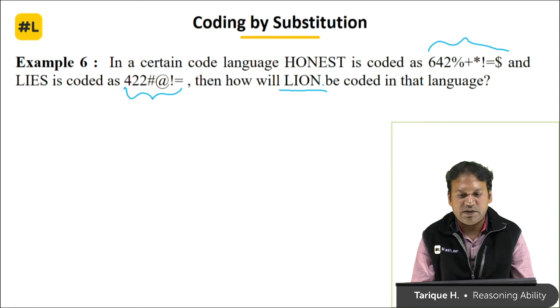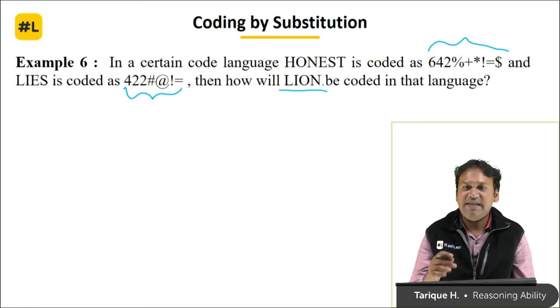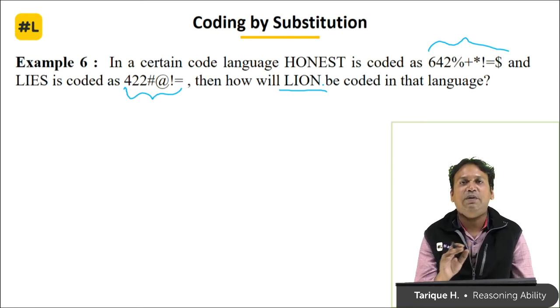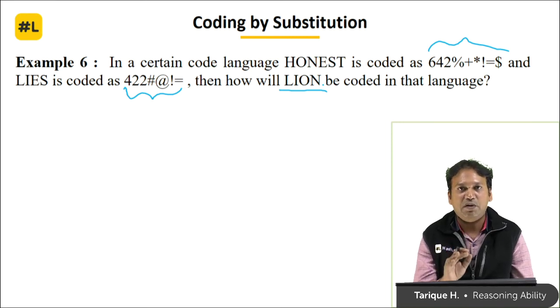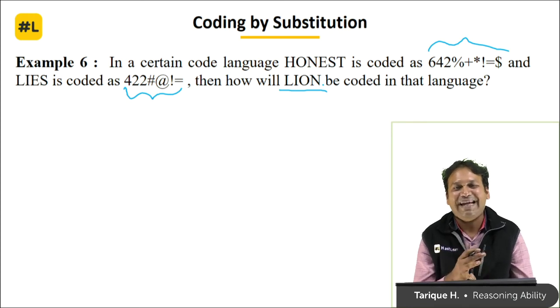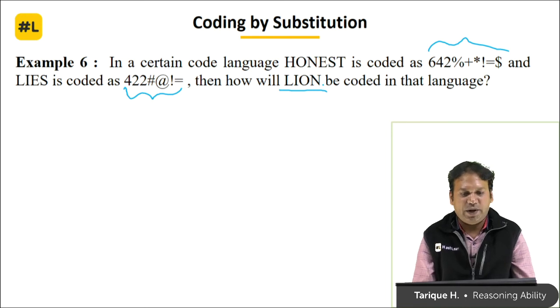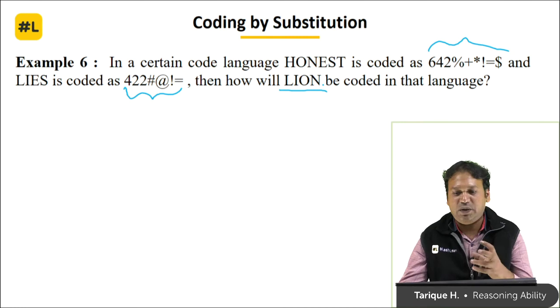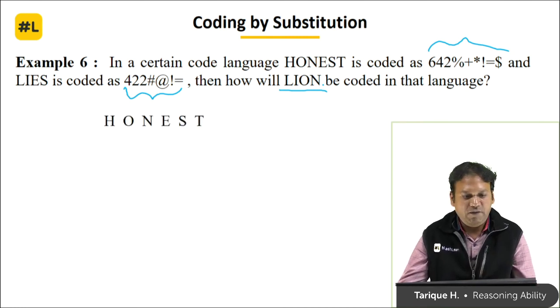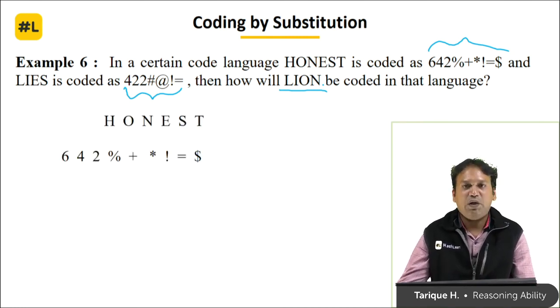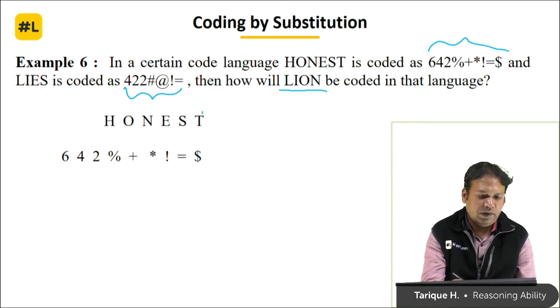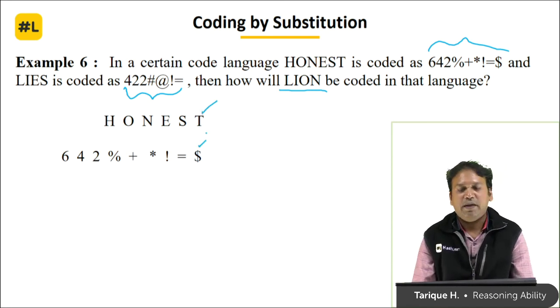In a certain code language, the moment we see symbols in a question, it's most likely going to be a substitution question. Okay, so we are not substituting with letters and numbers, substituting by symbols. So careful observation is required. Let's look at the way honest has been coded here to understand the coding technique. If you look at the word honest, here the code is there, the word and the code, and the next word given to us is lies.